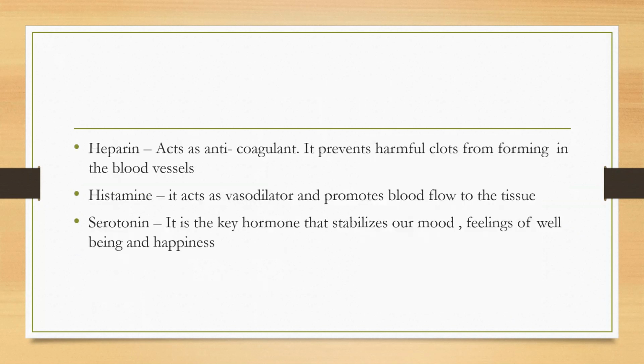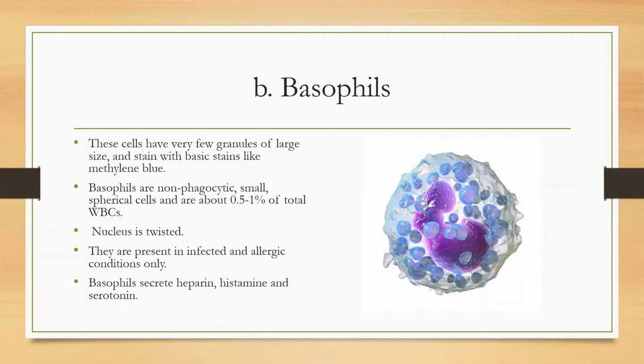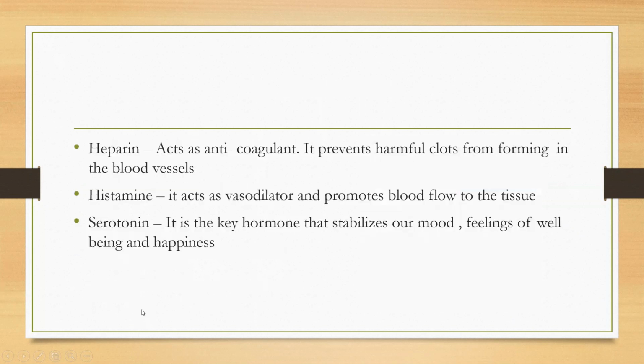Now, what is the function of basophil? Basophils secrete heparin, histamine, and serotonin. Now, what is the function of heparin? Heparin acts as an anticoagulant. It prevents harmful clots from forming in the blood vessels. Anticoagulant means it does not allow clotting of blood, that is, it does not allow the blood to clump together.